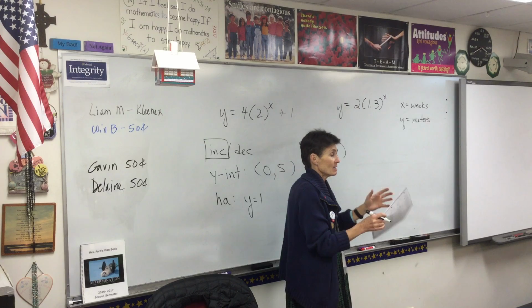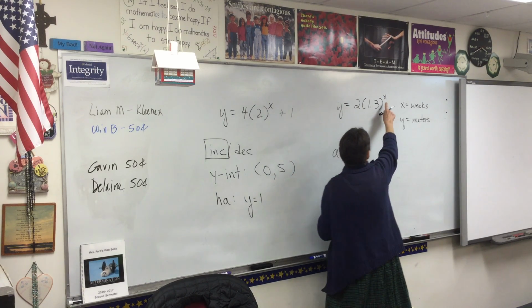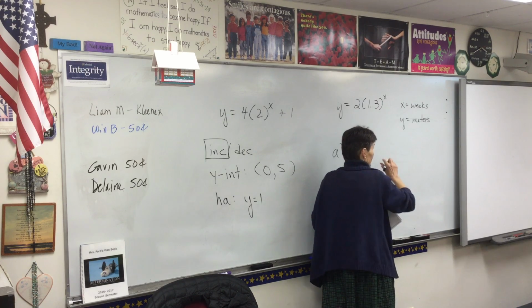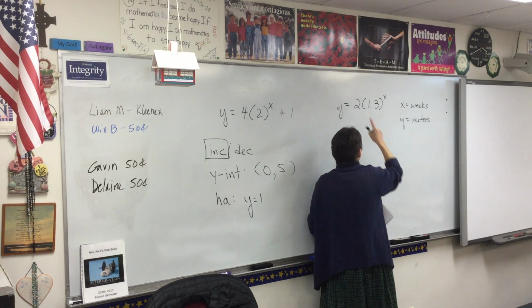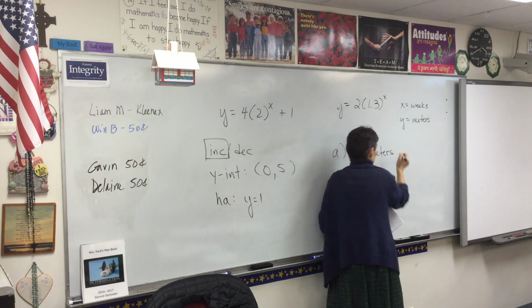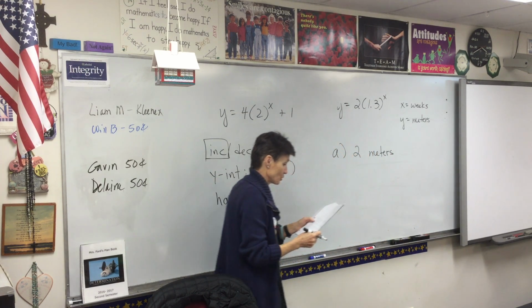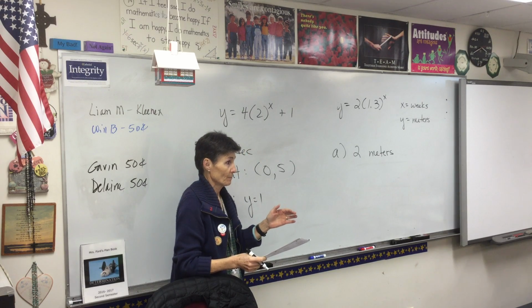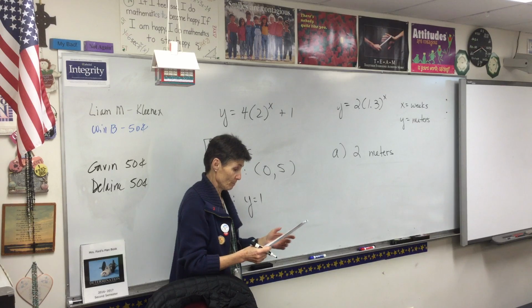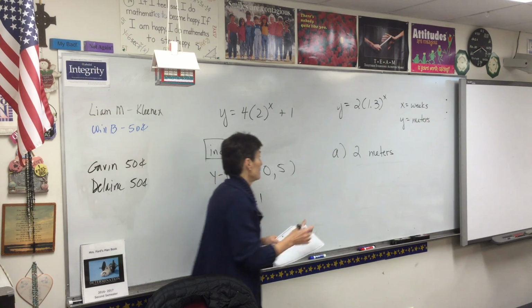Very beginning, 0 weeks. So if I put a 0 in there, 1.3 to the 0th is 1. Times 2 is 2. So the answer is 2 meters. How long is it? It's 2 meters when you start. So when you put this vine into the ground, it was 2 meters long already.